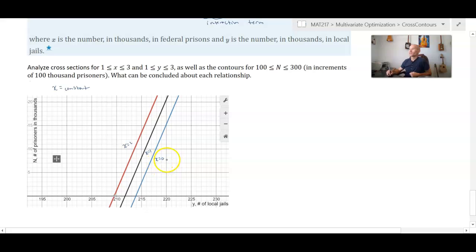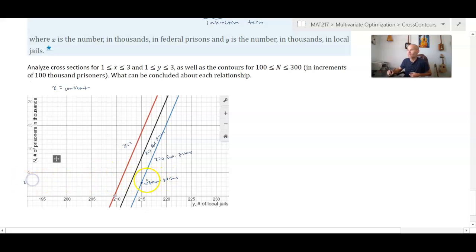That means that there are 0 federal prisons. And we can see that as the number of local jails increases, the number of prisoners increases as well. Okay, we can say that much. When we have x equals 1 federal prison, we see a similar relationship. But the difference is that, for instance, when there are 215 local jails, notice that there are about, we'll just say right about 3,000 prisoners. And I'm just mapping that over here.